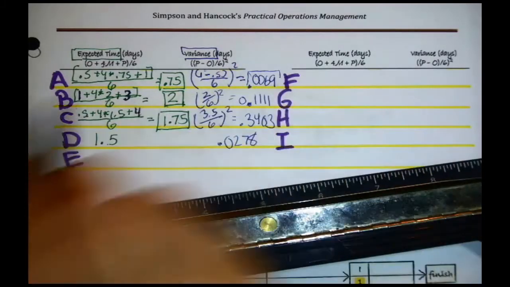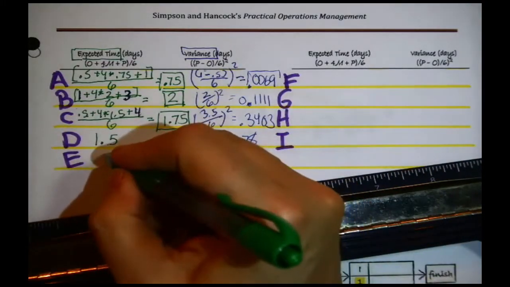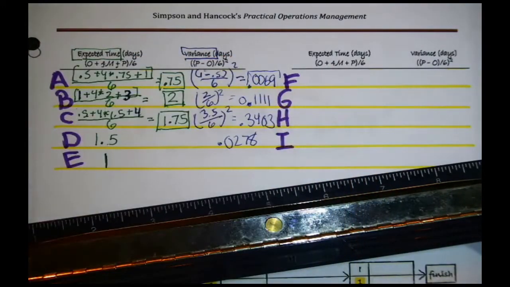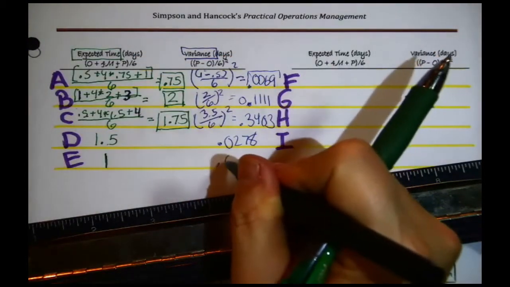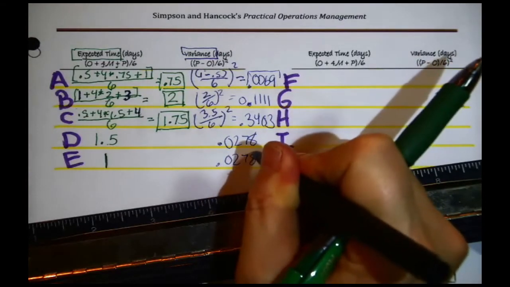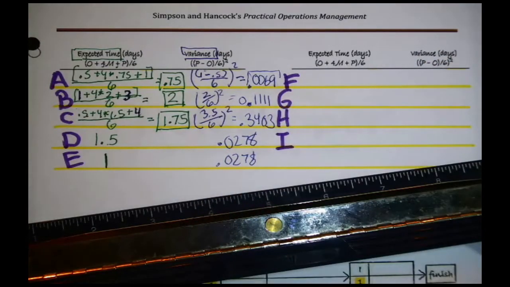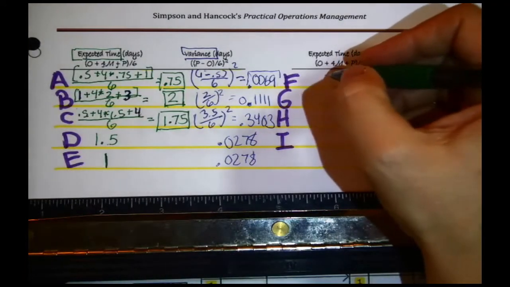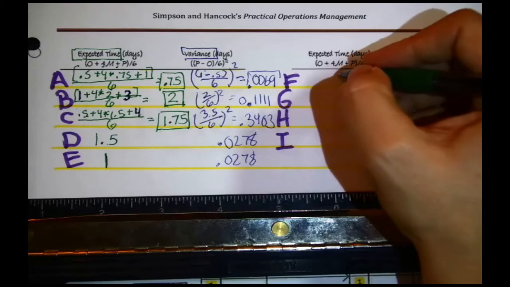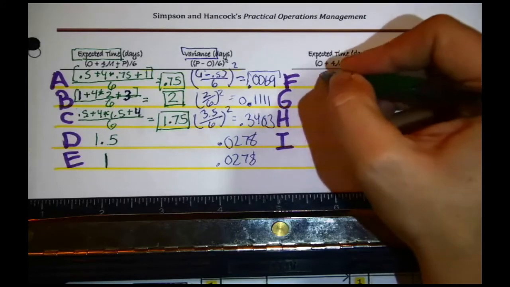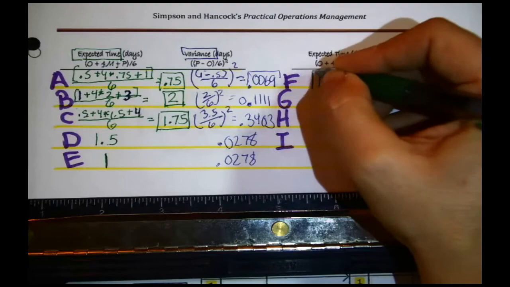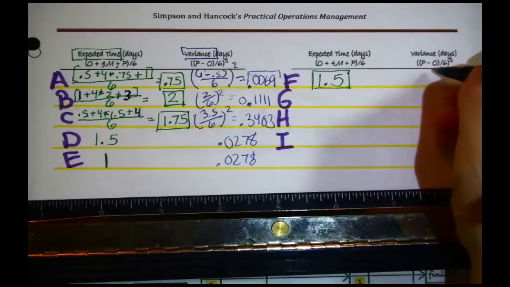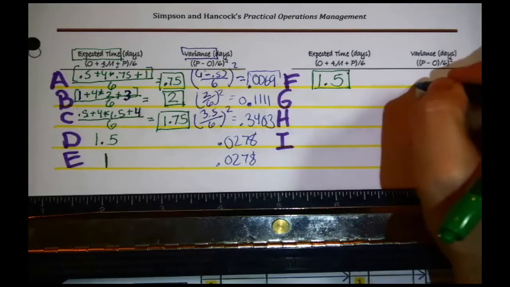0.0278. For E, I get an expected time of 1, just using that same formula. I get a variance of 0.0278. Again, it has the same variance as D because it's 1 over 6 squared. Then over here for F, 1 plus 4 times 1.5 plus 2, divided by 6. I get 1.5 days is the expected time.